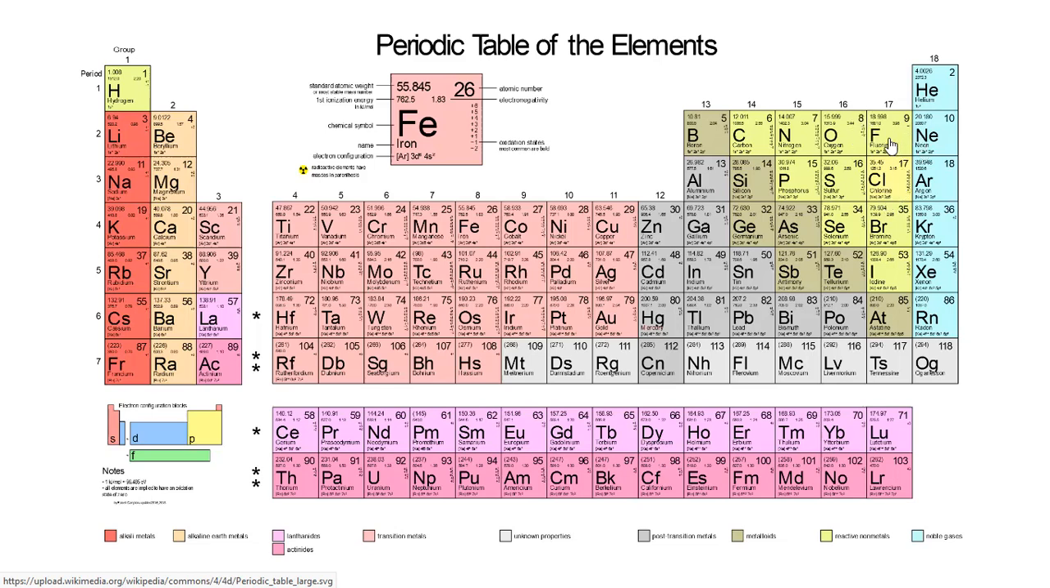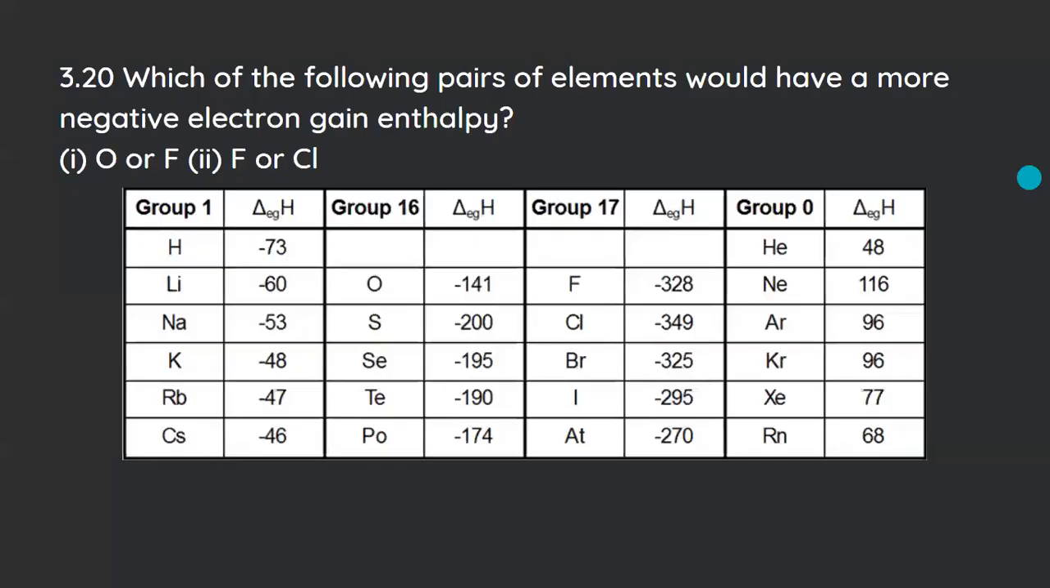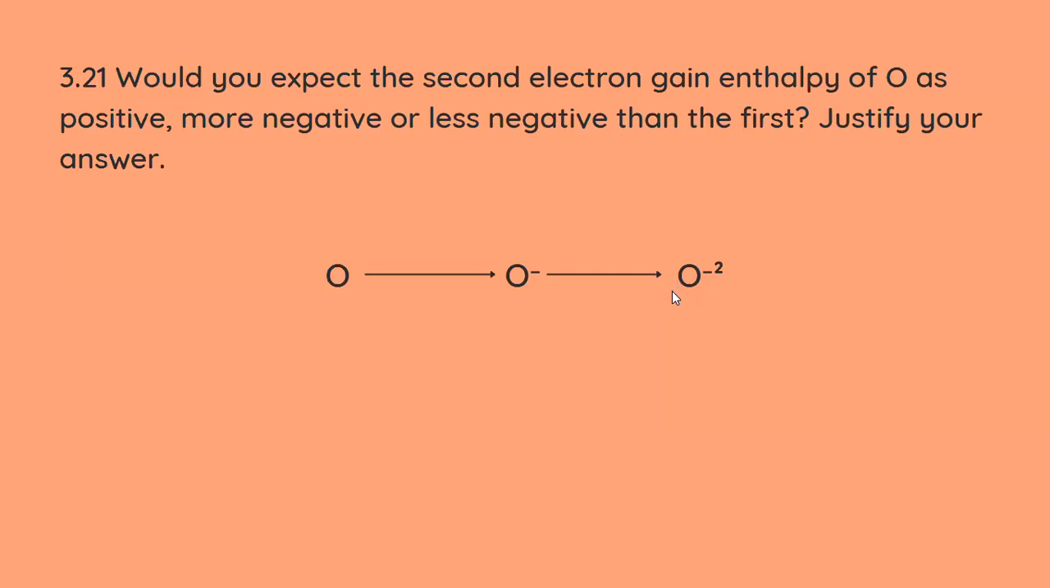Chlorine is higher than fluorine because fluorine has a small size, and because of its small size, the 2p electrons will have repulsive effects between each other. So there are going to be repulsions between the electrons in the 2p shell, and because of that, the electron gain enthalpy of fluorine is less negative than chlorine.